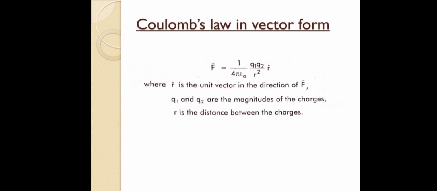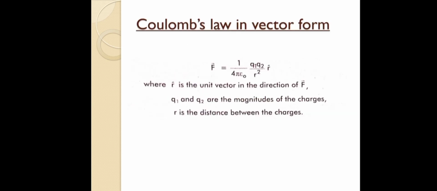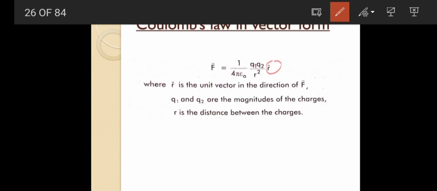Now let us write Coulomb's law in vector form. Very simple it is. Vector F, which is the force of attraction or repulsion between two charged bodies, is written like this: vector F is equal to 1 by 4 pi epsilon naught, which is a constant, times Q1 into Q2 by r square. You can observe here in the vector form, this r cap is nothing but the unit vector in the direction of force F, which is the electrostatic force. So this is the vector form of the electrostatic force, or Coulomb's force, between any two given charged bodies.